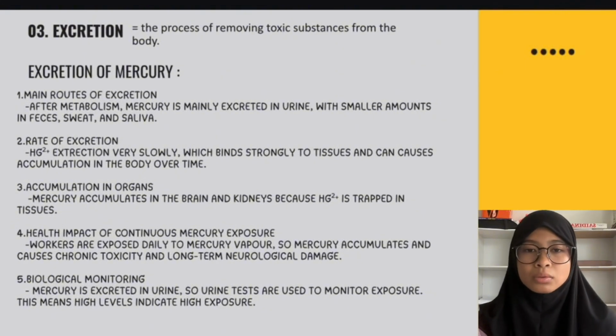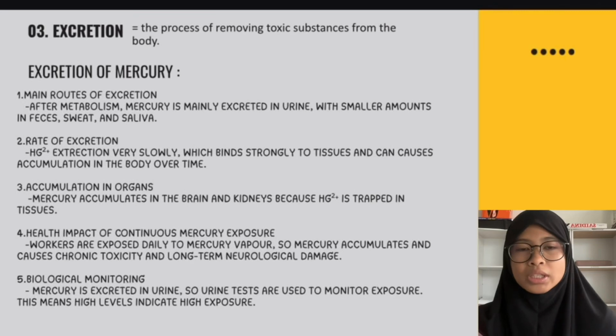First, the main route of excretion. After metabolism, mercury is mainly excreted in urine, with smaller amounts in feces, sweat, and saliva. Next, the rate of excretion. Hg2+ is excreted very slowly, as it binds strongly to tissues and can cause accumulation in the body over time. Then, accumulation in organs. Mercury accumulates in the brain and kidneys because Hg2+ is trapped in tissues. After that, the health impact of continuous mercury exposure.